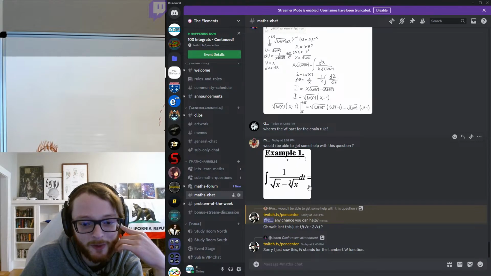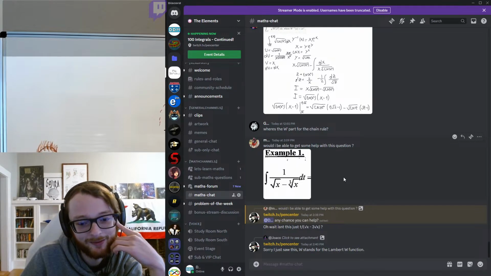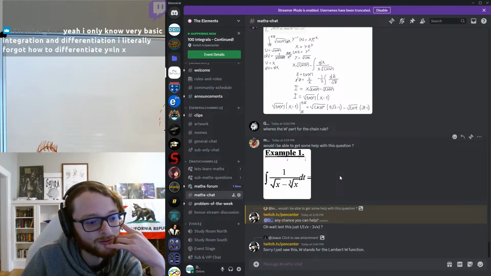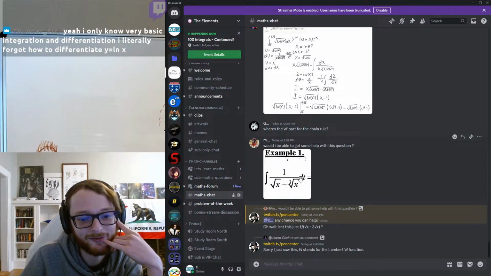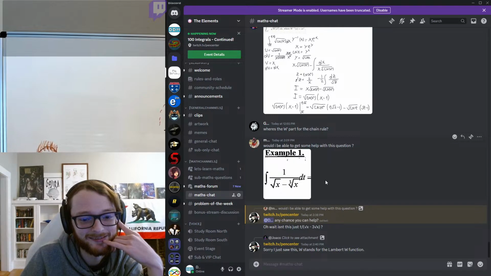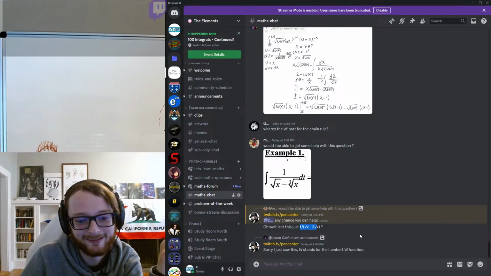Integrating 1 over root x minus cube root x? Oh gosh. Can we rationalize that somehow? You only know very basic integration and differentiation? I mean, that's just memorization. For differentiating y equals ln x. Oh wait. Yeah, it's dt, but the integrals of x's. So yeah, it would just be t over that. That's funny.